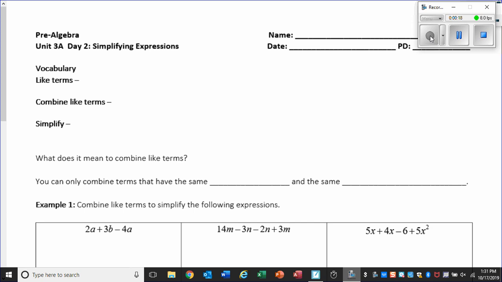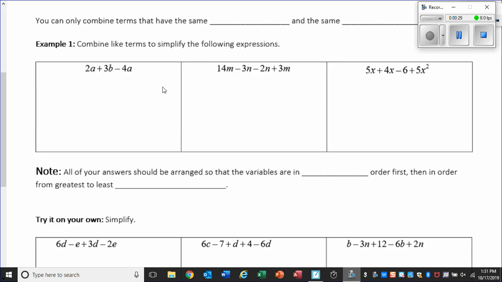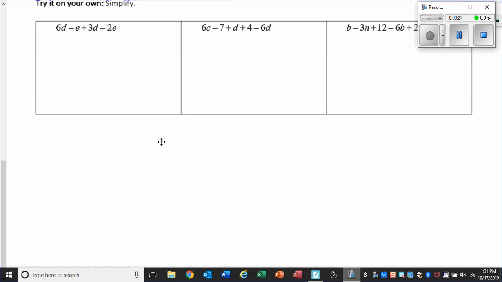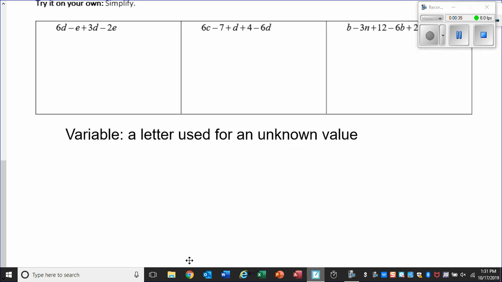So I had mentioned in class that we had forgotten some vocab words, so I'm going to scroll. You guys are going to go to the bottom of your page because there seems to be a little bit of room at the bottom. And we're going to write some intro vocab words that I forgot about. Okay? So the first vocab word is variable. A variable is a letter used for an unknown value. So when we don't know everything, we actually put in variables as our little placeholders until we can figure out the value. Okay?